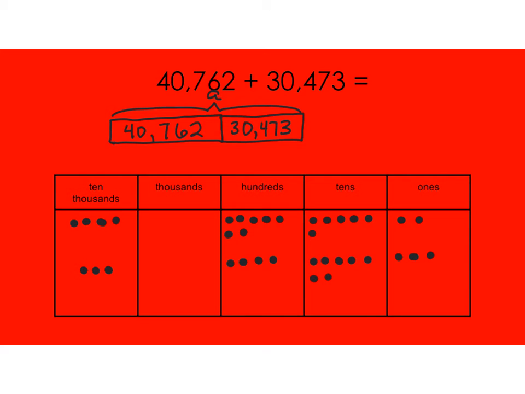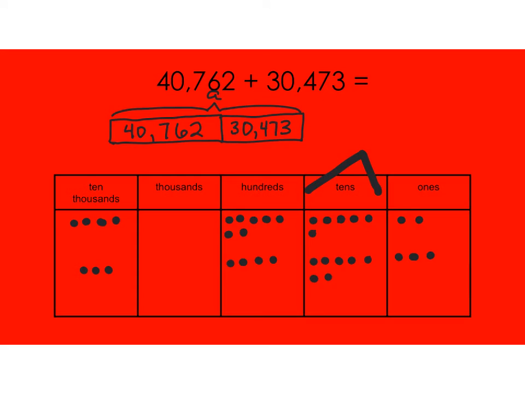Oh, no regrouping there. Not too many living in the ones house. Oh, let's look at the tens house. It looks like we have quite a few there. Okay, so in the tens house we have 1, 2, 3, 4, 5, 6, 7, 8, 9, 10, 11, 12, 13. Way too many. So we need to circle 10 tens will equal 100, and we need to regroup.